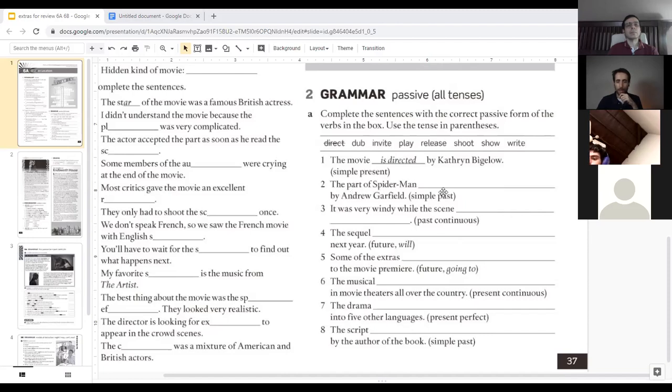Fidel, can you help me with number 2? Wait for me a moment, teacher, because I'm lost. You're lost. We're on page 37. Oh, page 37. Yes, we are going back to 37, unit 6A about the passive. Okay, because we had some extra time, so I want to use it for this.